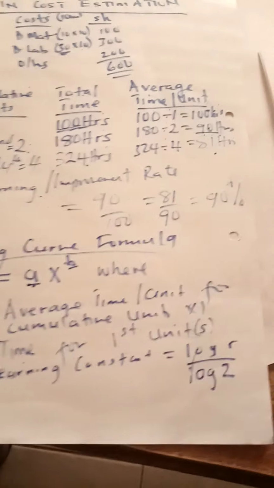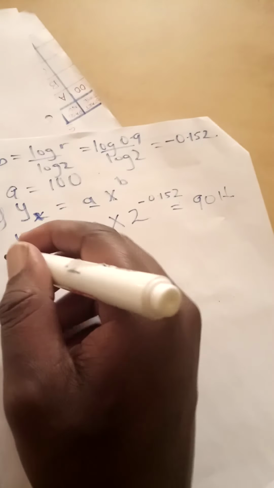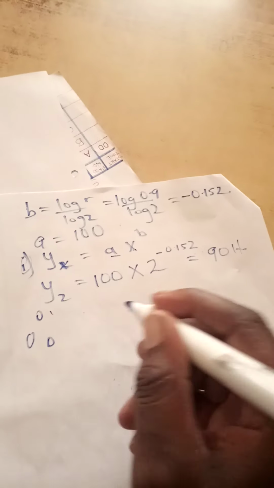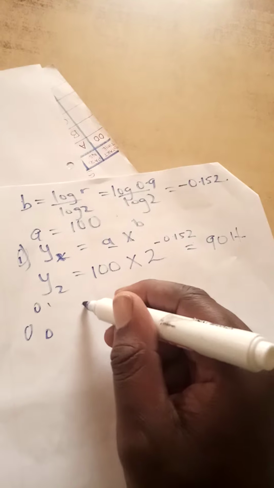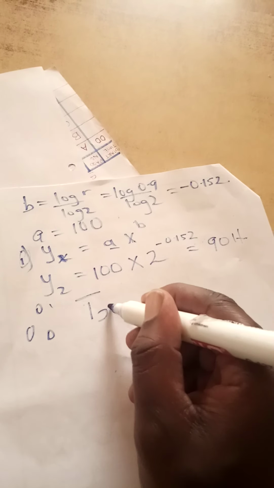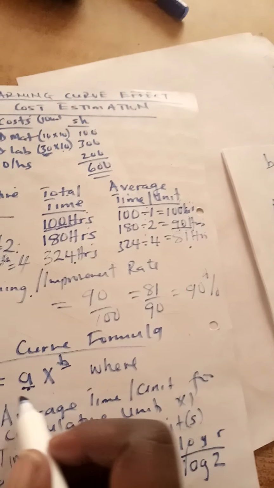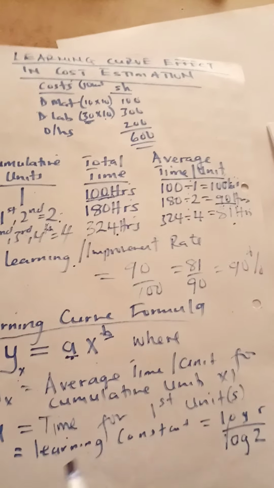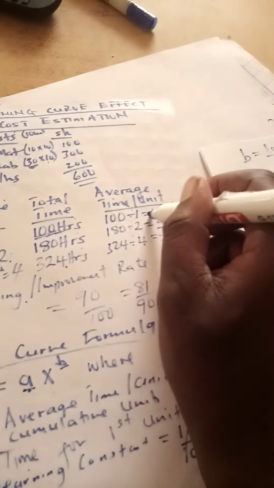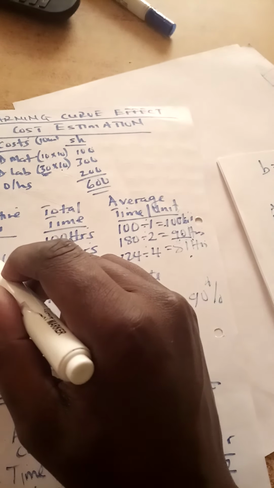So it is more important to get total time. How do we get total time? Remember, we have said the formula for average time is that one. The most important formula is TX, where TX stands for total time. How do we get the formula for total time? It is simple, because we have already said y is equal to ax to the power of b for average time. But what is an average? An average is total time divided by the units.